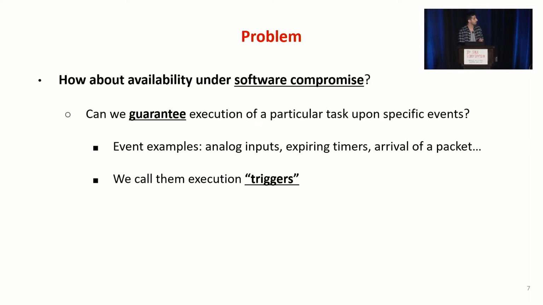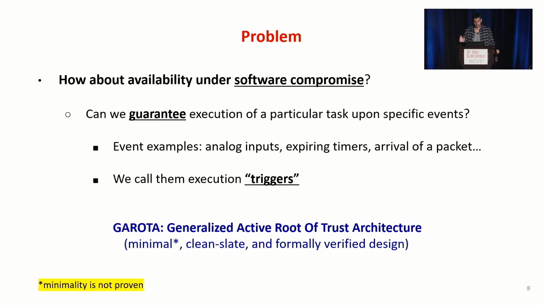For this talk, I'm going to call these events of interest triggers. This is our goal when we design GAROTA: a generalized active root of trust for providing availability guarantees for code execution. Generalized here means that the triggers can be whatever arbitrary events cause execution, and the executable that gets executed upon the trigger should also be configurable.